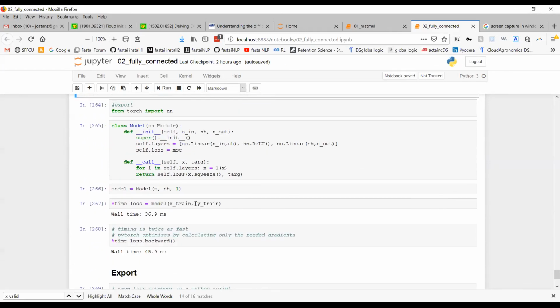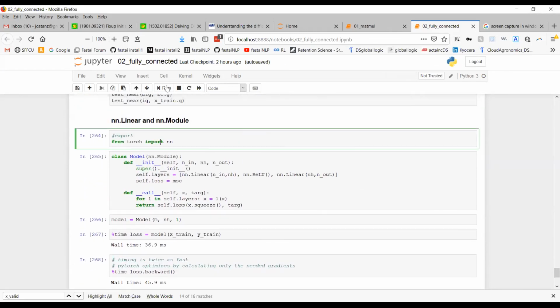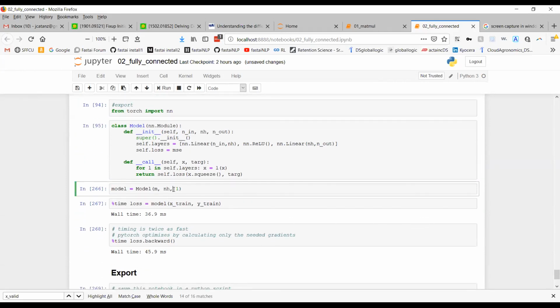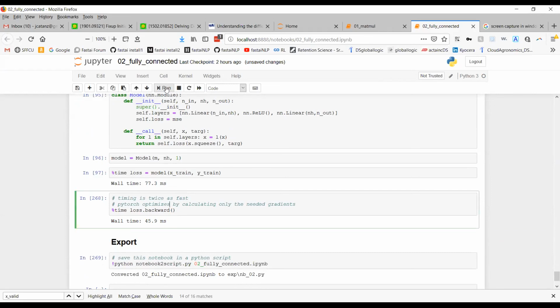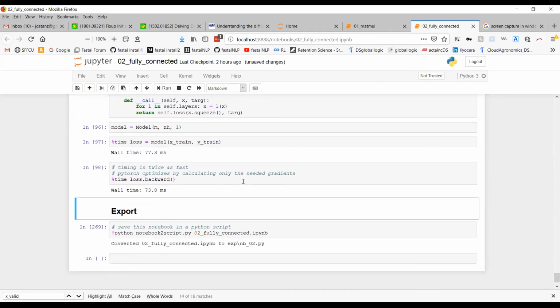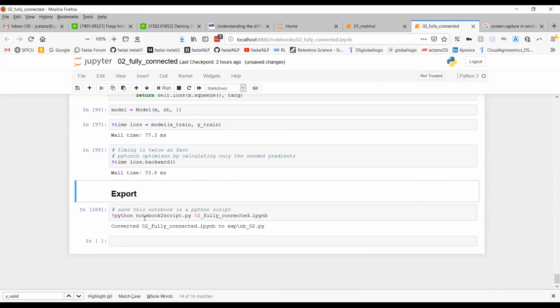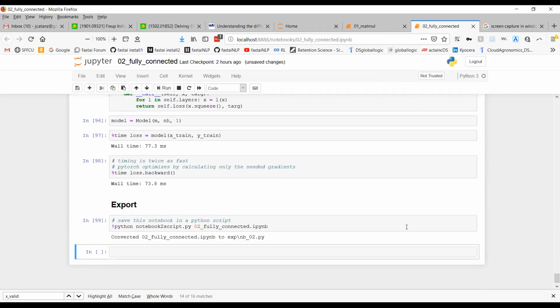And then finally, he builds the final version of the model, and there it is. Computes the loss function, computes the backward pass, and there it is. And then the next step is to export this notebook in the Python script so you can use it in the next notebook.